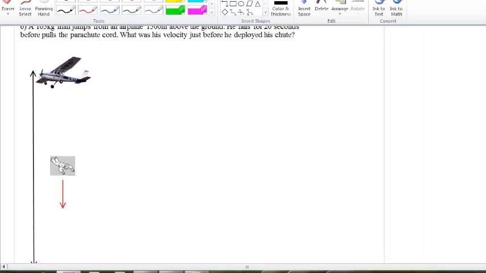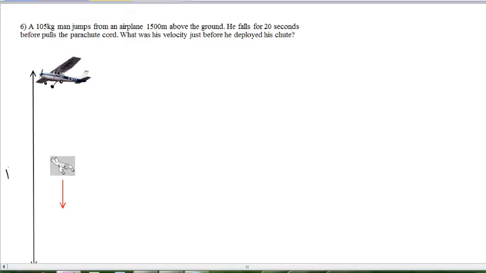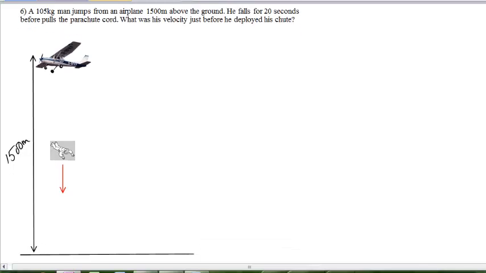It told us that the distance here was 1,500 meters, from the plane to the ground drawn down there. And also told me the mass of the skydiver. Okay, but both of those things are useless information because when you then read on, you find that I'm saying he falls for 20 seconds before he pulls the parachute cord. Well, he's going to pull the parachute cord somewhere around here, hopefully. Okay, he's not going to wait until he travels the whole 1,500 meters to do that. Okay, so then we want to know, what was his velocity before he deployed his chute?